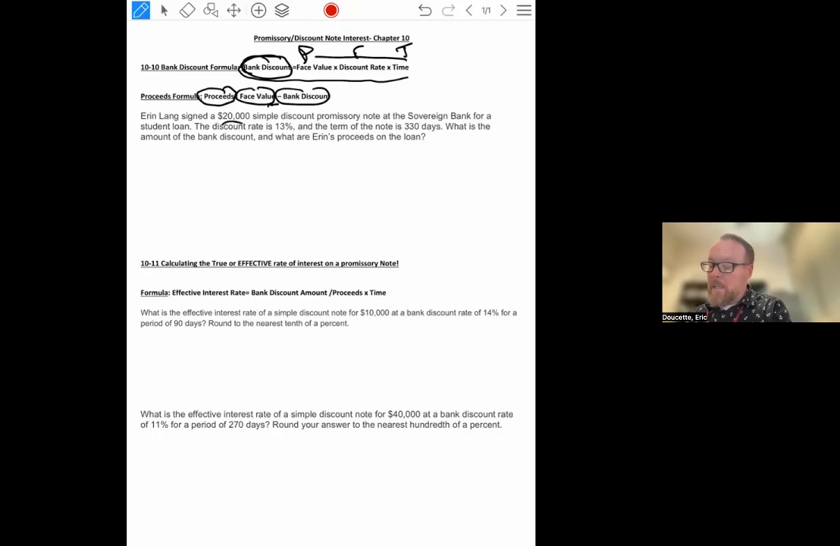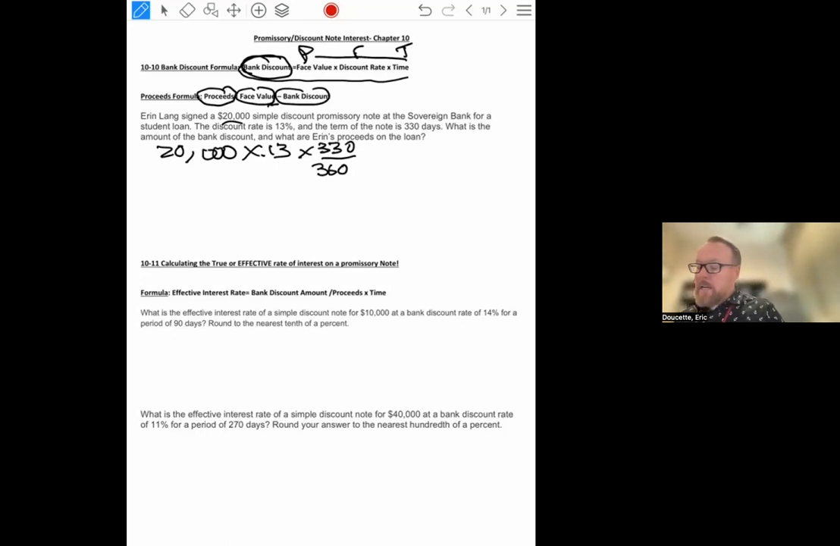Erin here has a $20,000 simple discount promissory note from Sovereign Bank. It's for her student loan. She's going to be paying 13% interest. So again, converting 13% is 0.13. And the terms of her note is 330 days. And all promissory notes, I believe, are done on the ordinary method. So it's 360 days. So let's do the math on that.